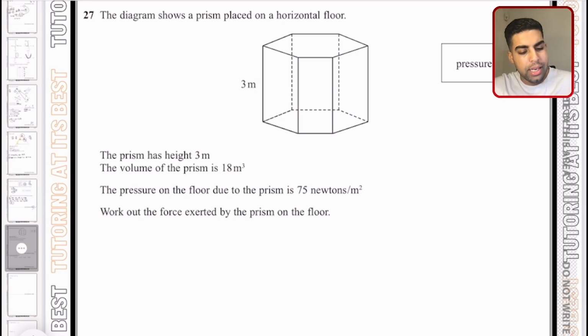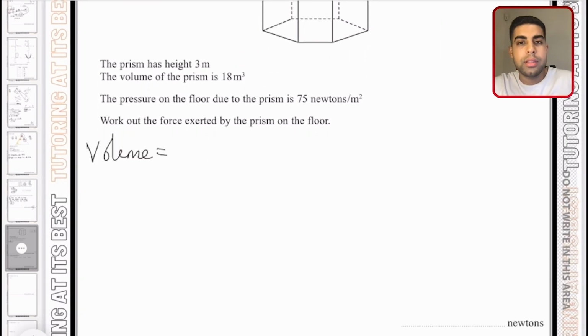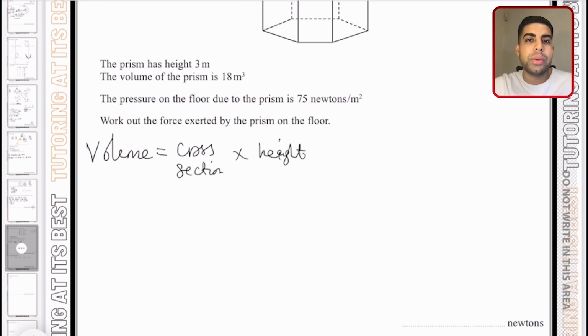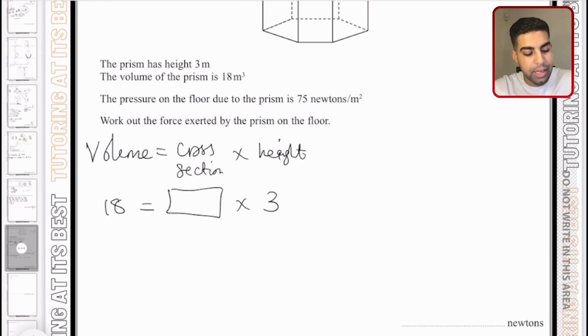Well, let's take a look at the volume here. The volume is merely our cross-section multiplied by our height. We know that our volume is 18 and our height is 3. So what must our cross-section be? As it's multiplied by 3, let's take that over and make it divided by 3. So we now know that our cross-section is 6.